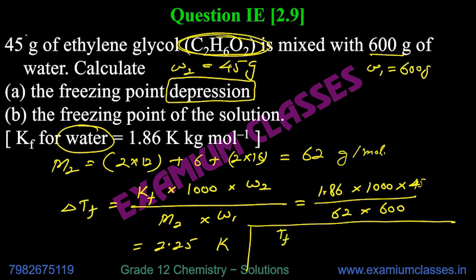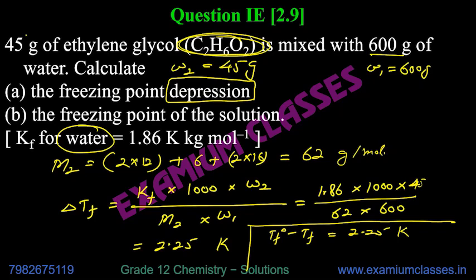TF, which was earlier, minus TF naught. Okay, because it is depression, then you will write the new one is less. So write TF naught minus TF. Why I have written like this? Because earlier, suppose it was 0 degrees Celsius, then solution will have less than 0 degrees Celsius. So delta TF will be TF naught minus TF, which is you have calculated as 2.25 Kelvin.